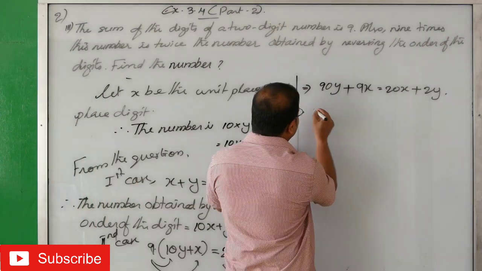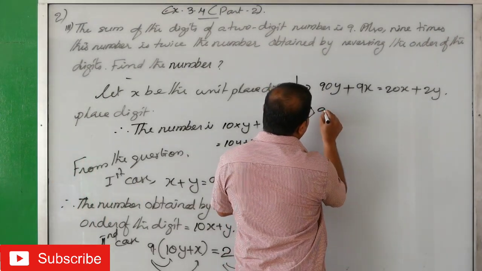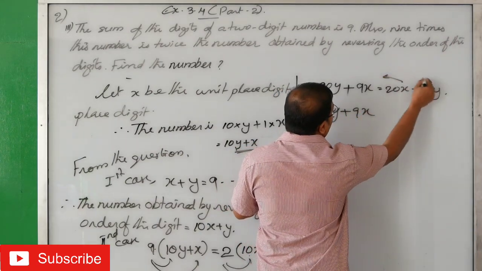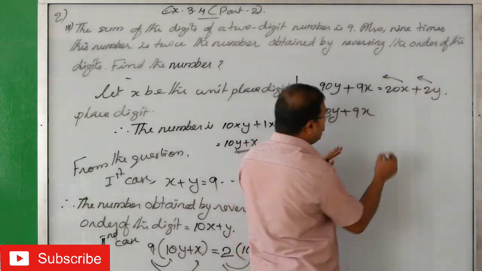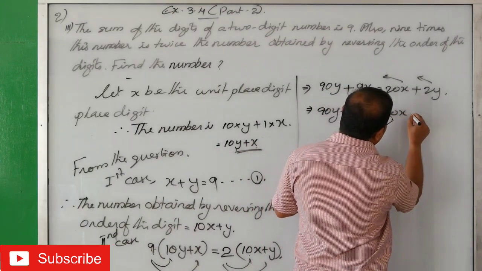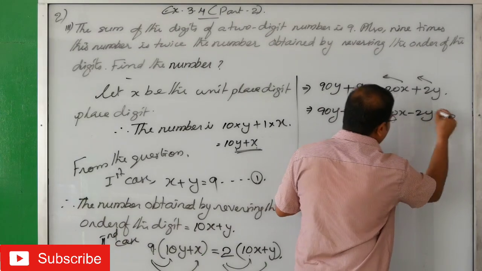Now we will arrange this. This implies 90y plus 9x. These two will go to the next side. Plus 20x comes to the next side as minus 20x, and plus 2y comes to the next side as minus 2y, equal to 0.